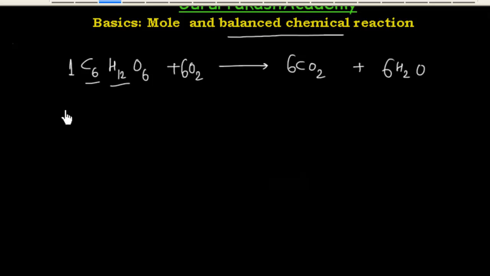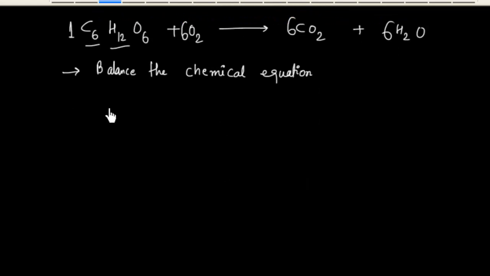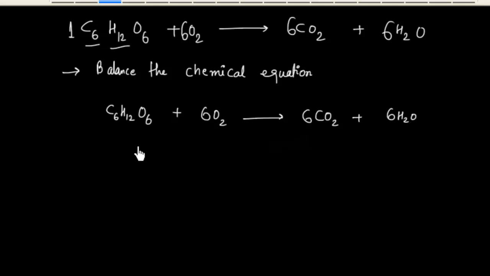So whenever an equation is given, first task is to balance the given chemical equation. So now we have the balanced chemical equation: C6H12O6 plus 6O2, and this gives you 6CO2 plus 6H2O. Now the question is, what does this balanced chemical equation suggest? What is the information contained inside this balanced chemical equation?